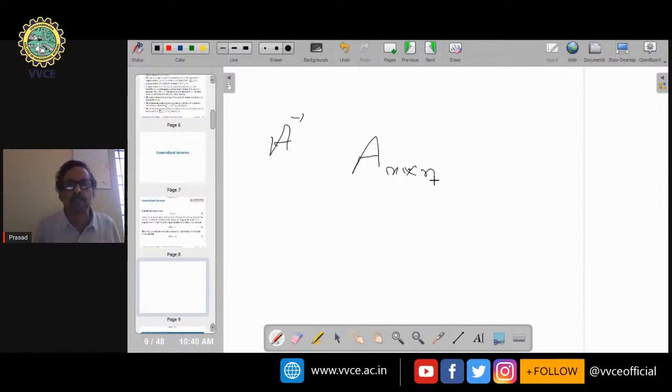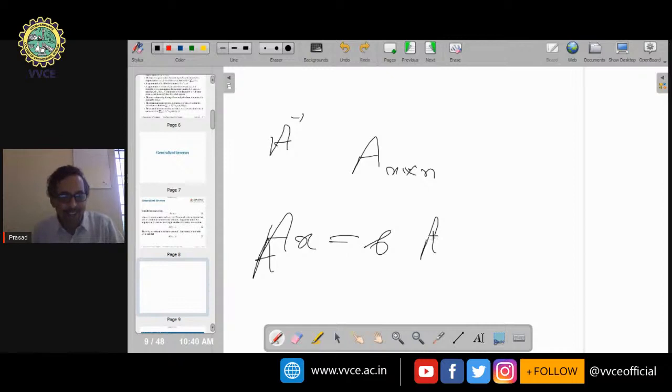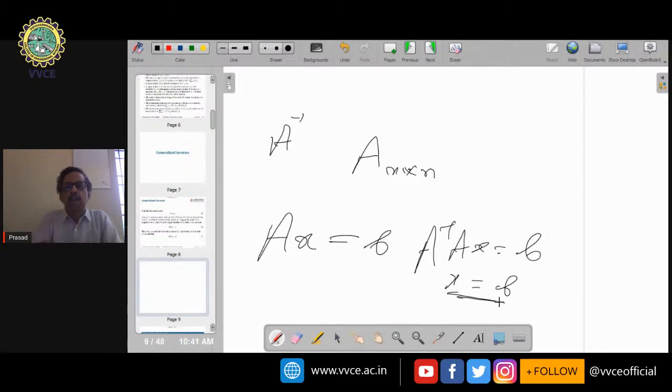So why do we look into these matrices? The moment we talk about linear algebra, we talk about solving a linear system, isn't it? Ax is equal to b. If I have a linear system of this kind, I like to find x so that Ax is equal to b. In case the matrix is square and the inverse exists, then you multiply by A inverse, so you get x is equal to A inverse b.